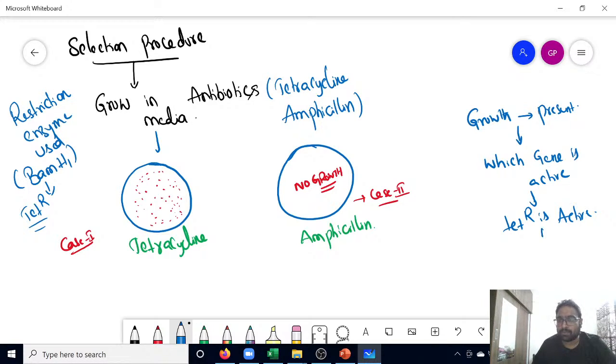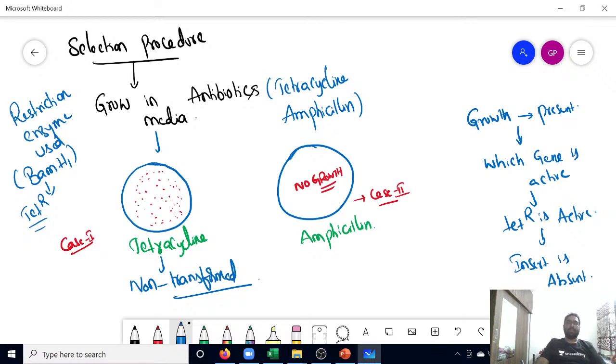If TET-R is active, which will not be there? Insert is absent. Insert is absent means it is transformed or non-transformed? It is absolutely non-transformed. Absolutely it is what, students? Non-transformed. Got it, students, now? So growth is happening, growth is occurring means what?